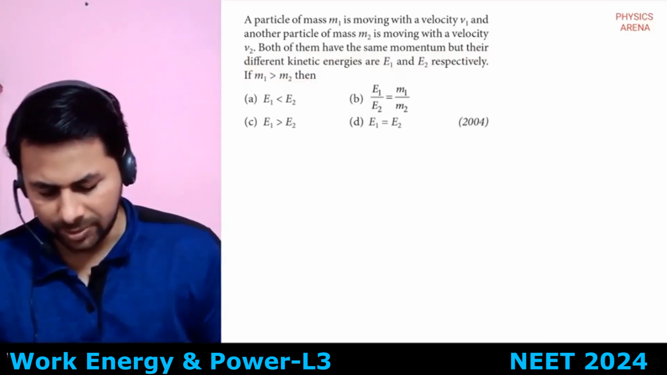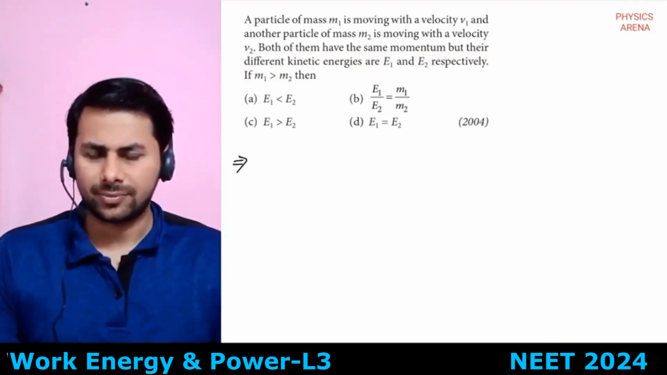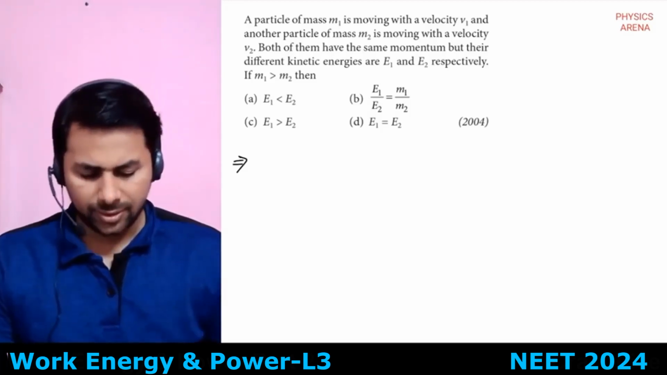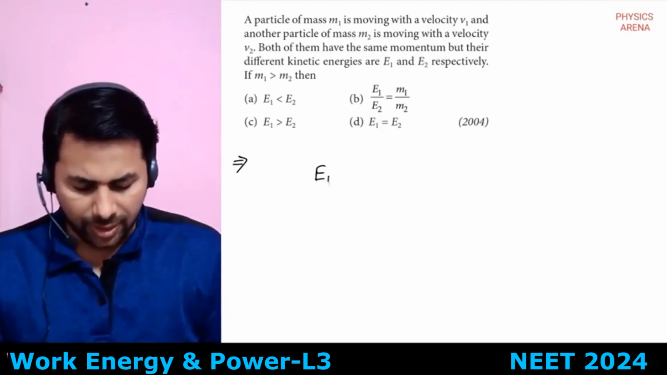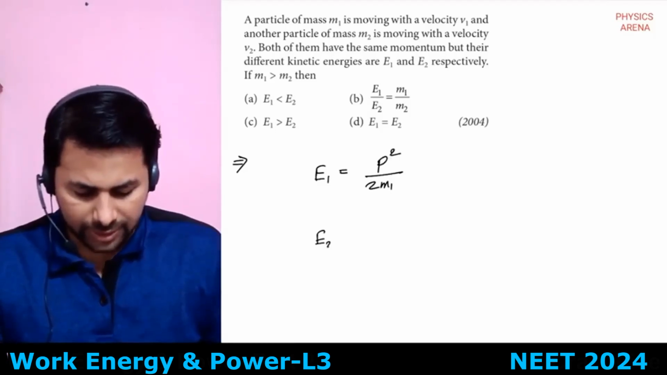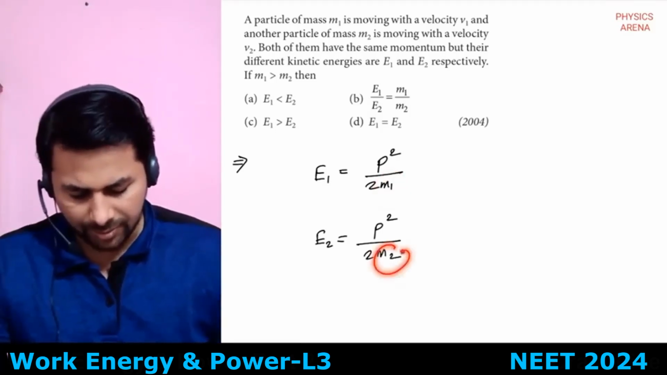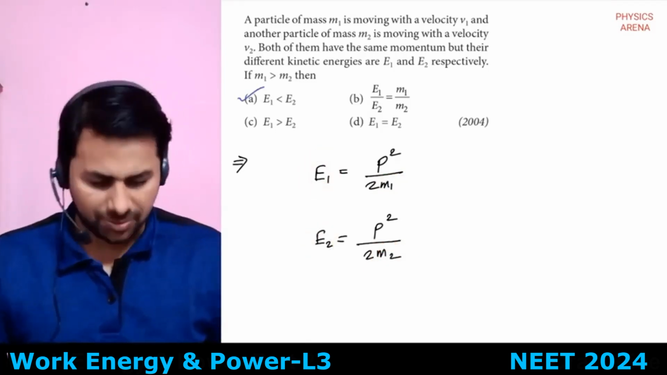If m1 is greater than m2, then, so tell me, the momentum is same. Right. So if momentum is same, mass is inversely proportional to energy, right? So E1 will be equal to what? P square upon 2 times m1. E2 is equal to P square divided by 2 times m2. And since m1 is greater than m2, E1 will be less than E2, right? Good, very good. So this is very simple.